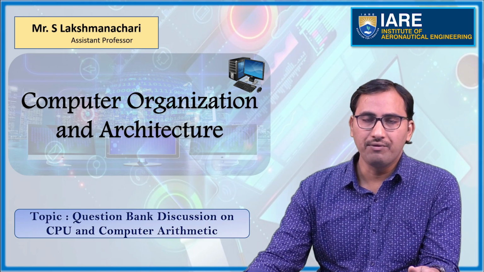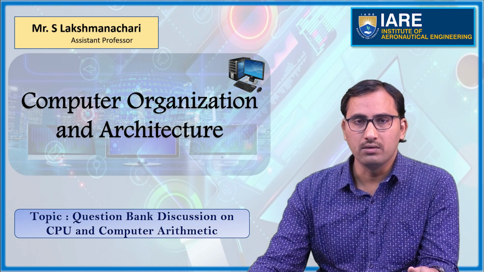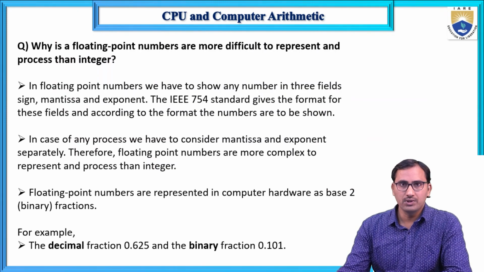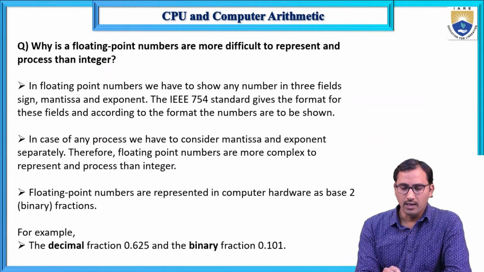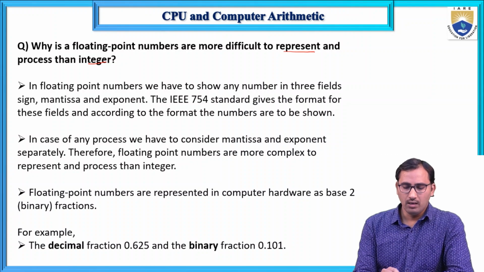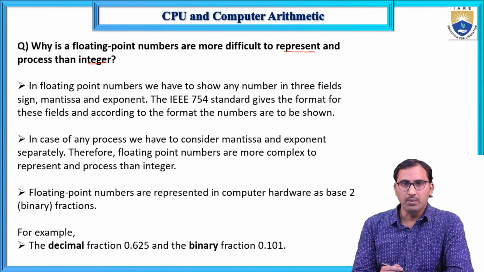Today, we will have a question bank discussion on CPU and computer arithmetic. So, the first question is, why are floating point numbers more difficult to represent and process than integers? In general, numbers are classified into two types. One is fixed point numbers and another one is floating point numbers.